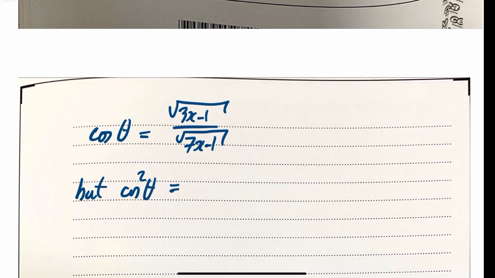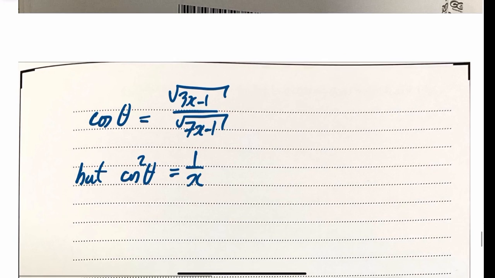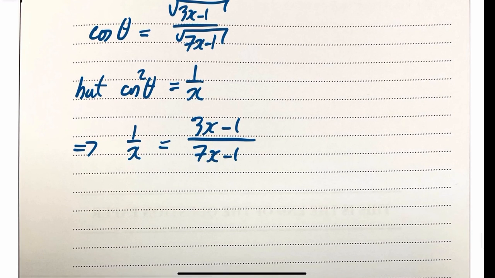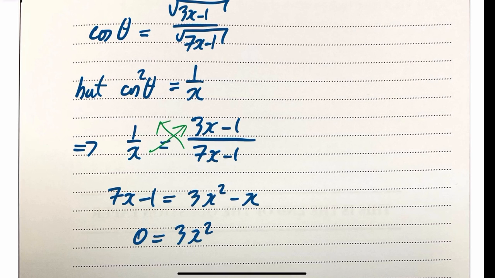But also cos squared theta is equal to 1 over x. Therefore, that 1 over x could be equal to this thing squared. So if you square that, you're just going to get 3x minus 1 all over 7x minus 1. And then what you could do is cross multiply. So you multiply in that fashion, you'll have 7x minus 1 equals 3x squared minus x. Bring it all to one side, put it equal to 0, 3x squared minus 8x plus 1.